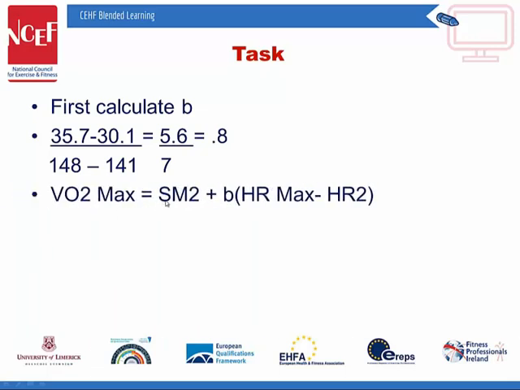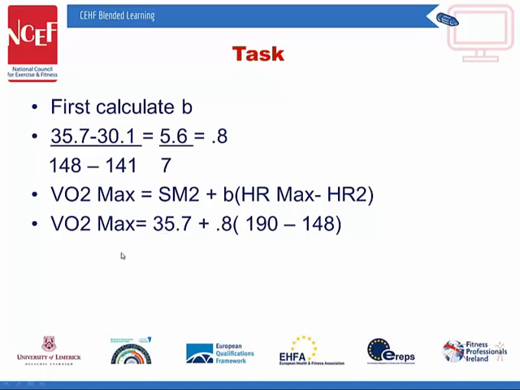Now we've calculated B. The next thing we have to do is find VO2 max. So VO2 max equals submaximal workload 2 plus B, heart rate max minus heart rate 2 in brackets. Again, put all the information into the formula and write it out. So submaximal workload 2 is 35.7, we read that off the chart, plus 0.8, we've just worked out B. Heart rate max is 220 minus the age, so 220 minus 30 is 190, minus 148, which was heart rate 2, which was the last heart rate he got at workload 2.